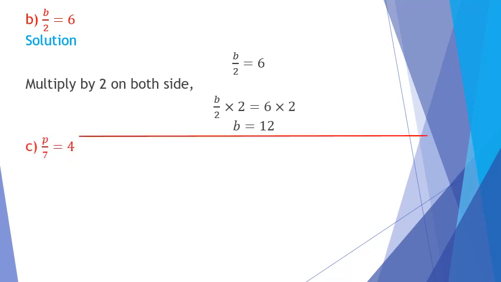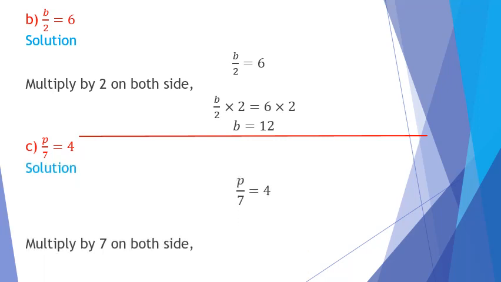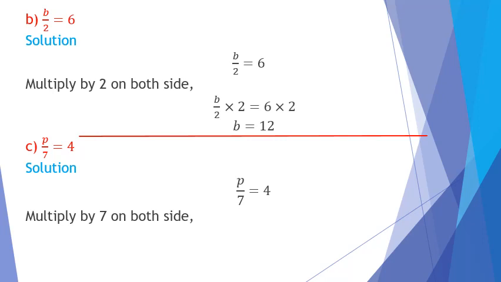Next, C. P by 7 equal to 4. So we can multiply by 7 on both sides. P by 7 into 7 equal to 4 into 7. That is, P equal to 28 is the solution.